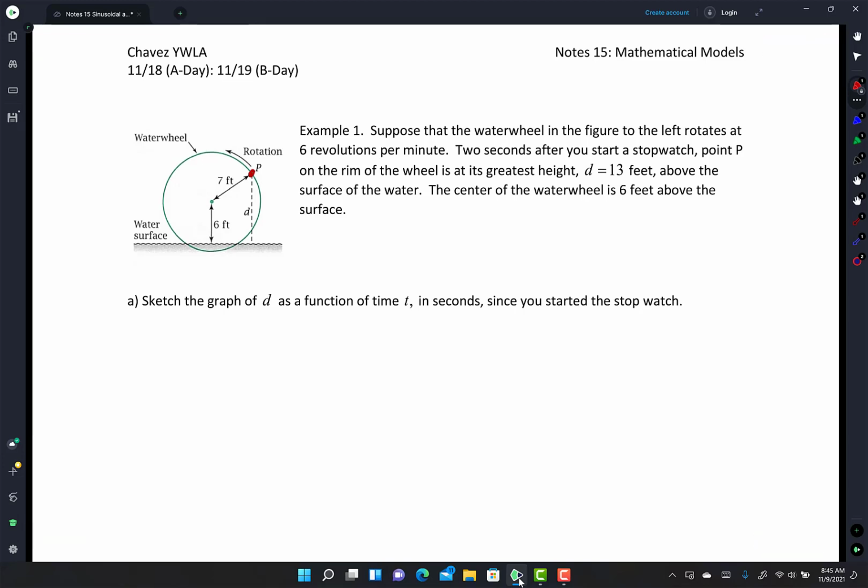All right, guys, so let's see how we can tackle this. Hopefully, you'll find this more exciting because now the math actually means something. So it says, suppose that the water wheel in the figure to the left rotates at 6 revolutions per minute. So underline that.